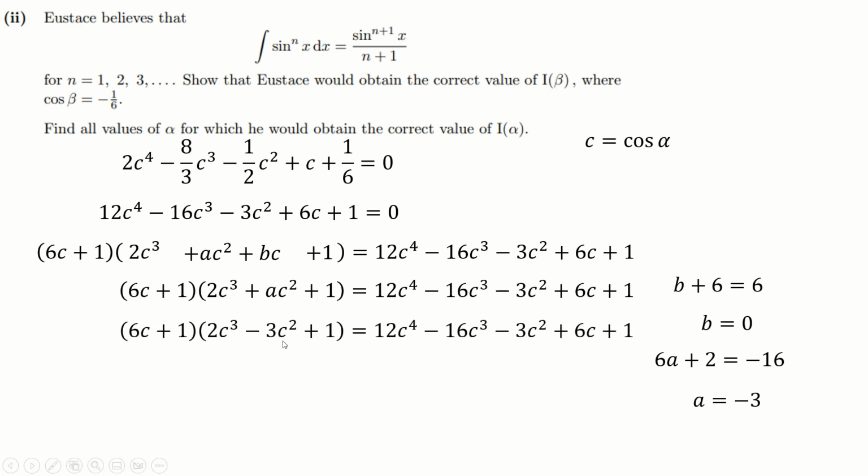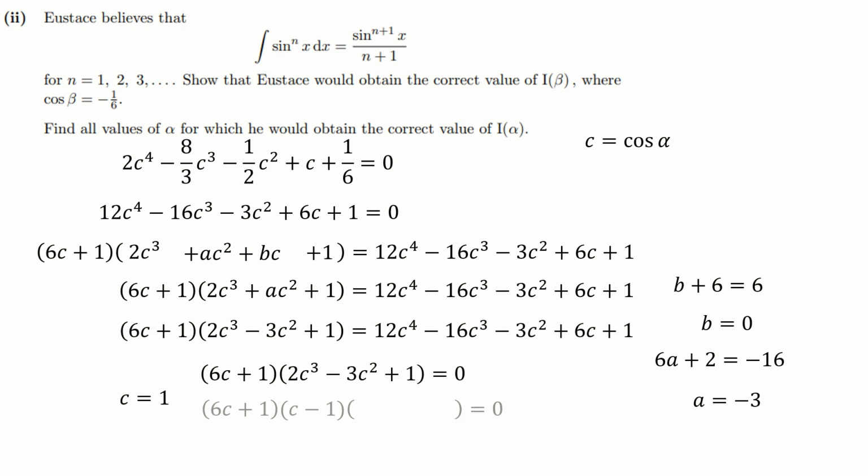It's not too hard to spot at this point that c is 1 is obviously a solution: 2 minus 3 plus 1 is 0. So let's break this down into c is 1. I'm just finding the other solutions now, of course, because I've got down to a cubic. It's slightly easier. So c equals 1, therefore c minus 1 is a factor.